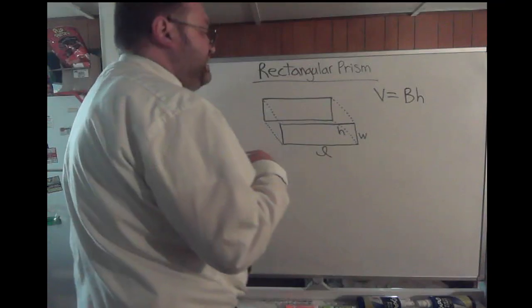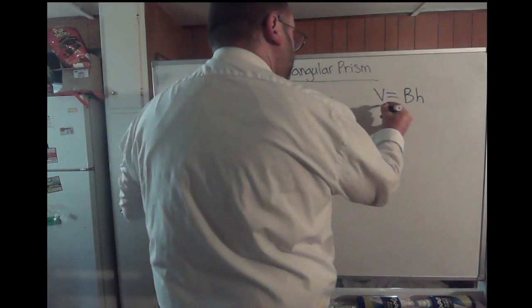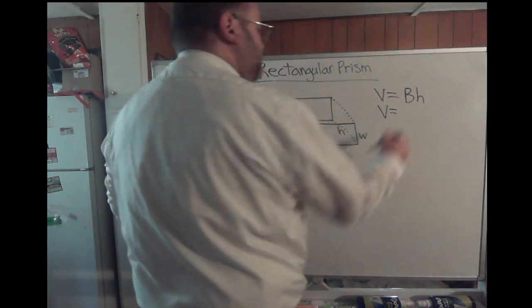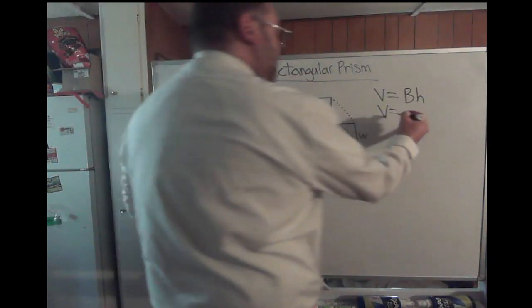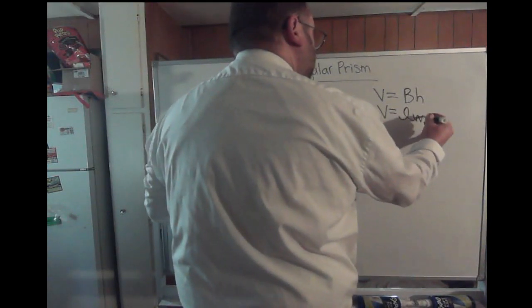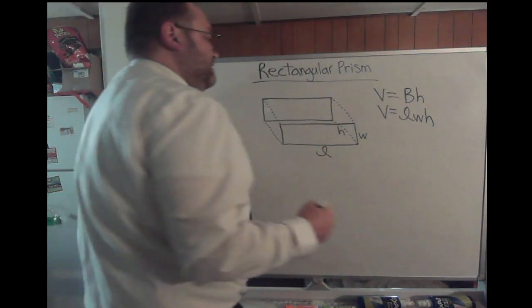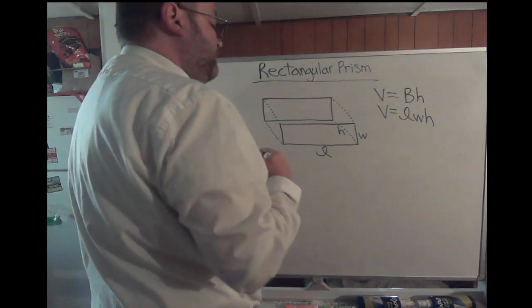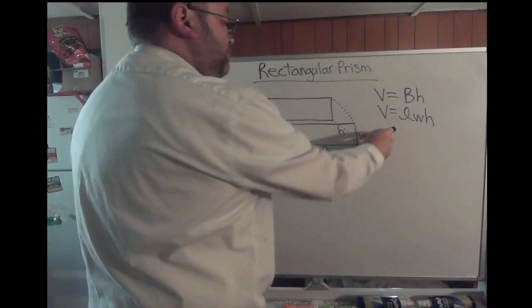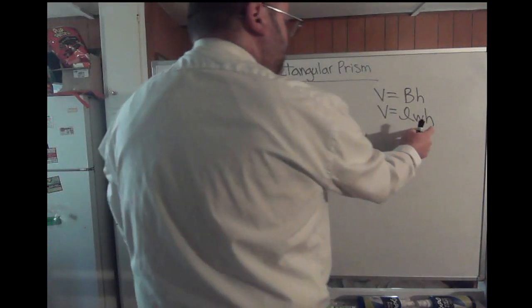Well, for a rectangular prism, the area of the base, the rectangle, is the length times the width. So you'll take the length times the width, and then you'll just multiply that by the height. So the volume of a rectangular prism ends up being length times width times height.